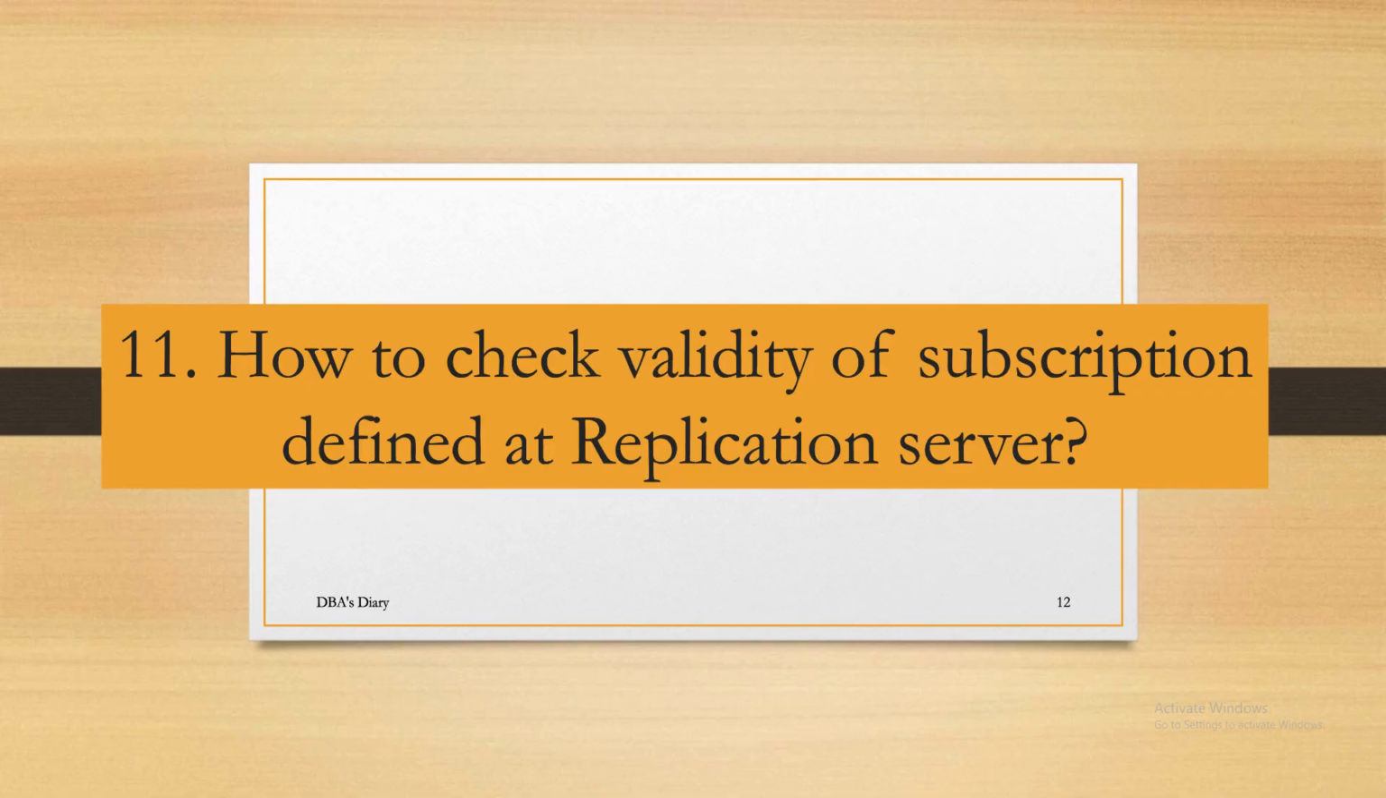How to check validity of a subscription defined at the replication server? This is pretty straightforward. When you have the command to create subscription, instead of create, just use check, and it will tell you whether the subscription is valid or not. You can also use rs_helpdbsub, that will also give you details of that, or rs_helpsub in case of table level replication. So, you can use that.